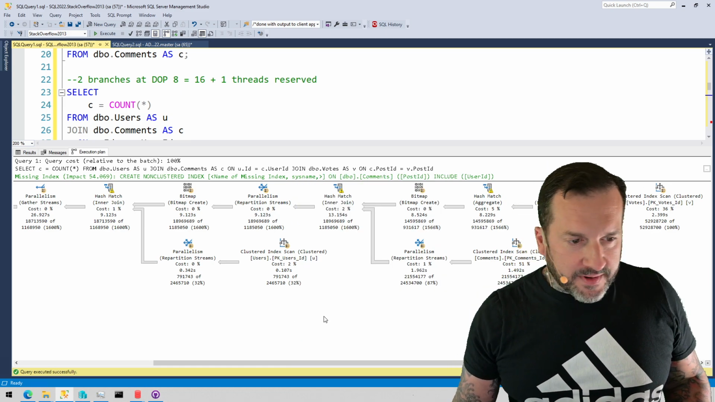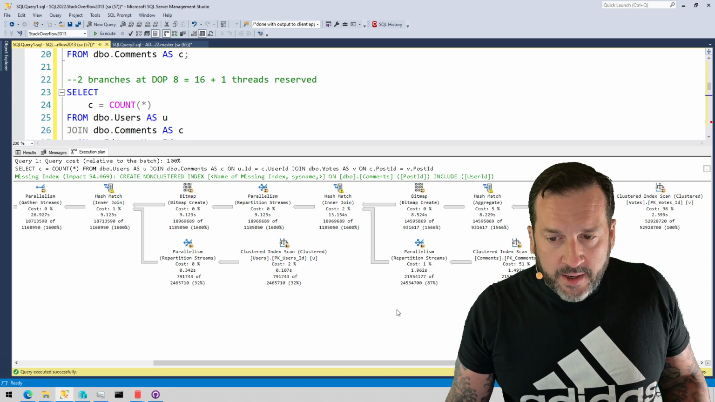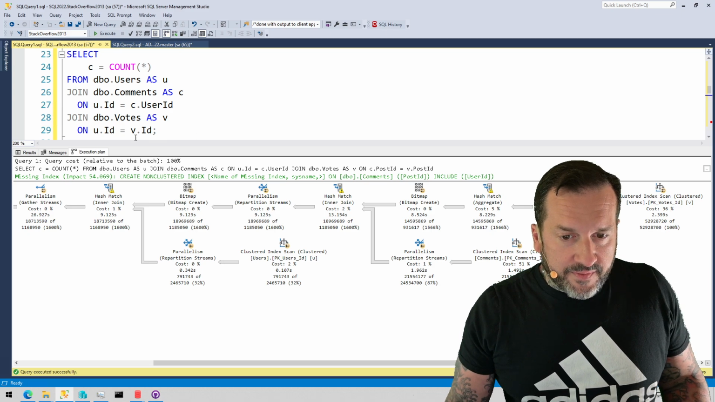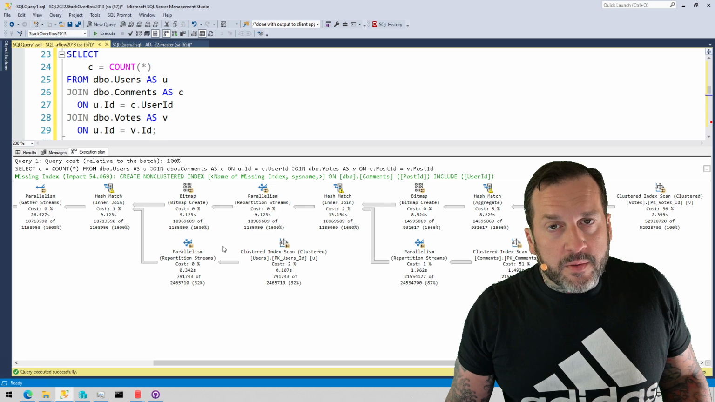If you notice the difference between this plan and the plan before, I don't want to run it again and make you wait for another 20 seconds, but the last plan had a nested loops join in it between users and votes, and that's why we didn't have an additional parallel exchange there.